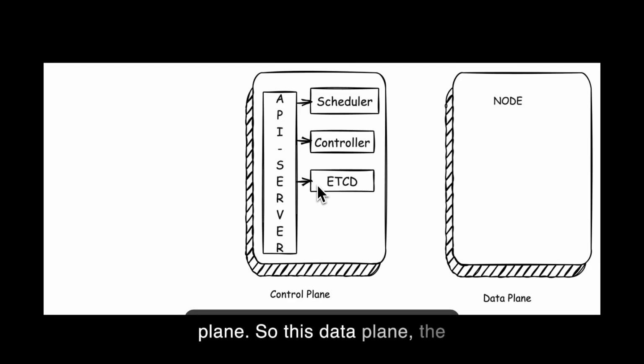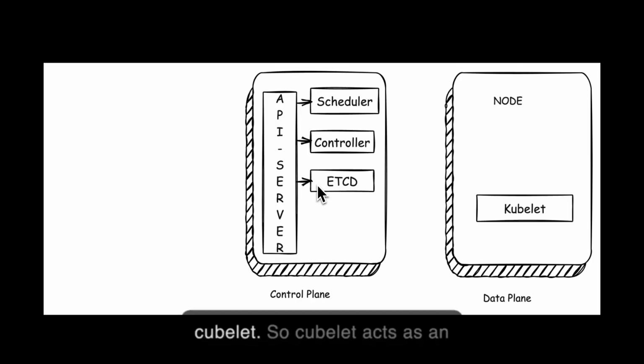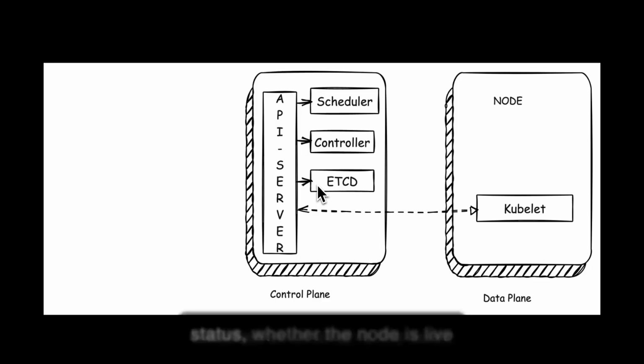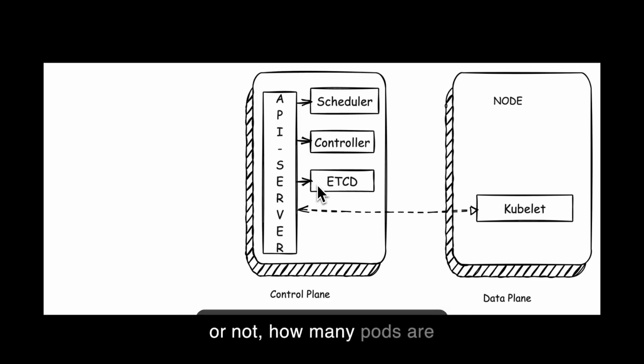So this data plane, the worker node, has two major components. One is the kubelet. The kubelet acts as an agent on top of your worker node. This specific agent always communicates back to your API server and passes the information: what the node status is, whether the node is live or not, how many pods are running, and what the resource utilization is. All of this node-specific information is sent back to the API server, and that information is again stored in etcd. So that is how the communication happens.